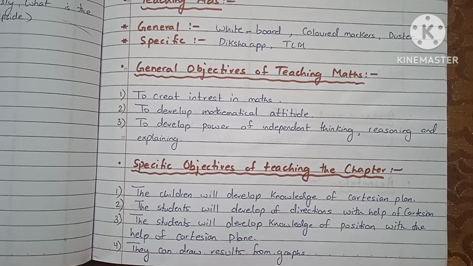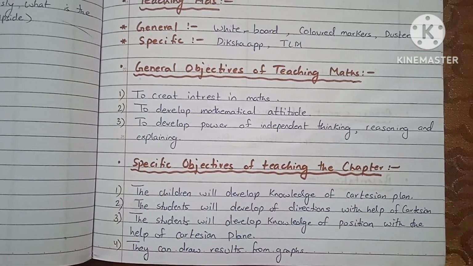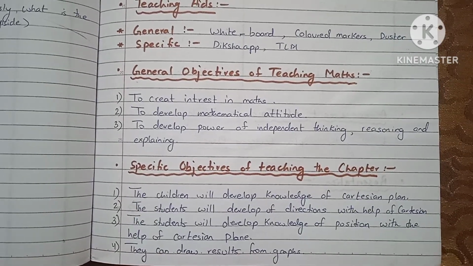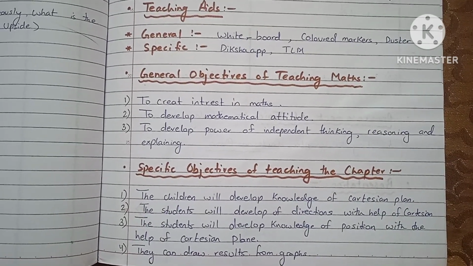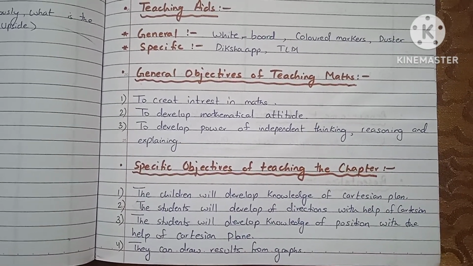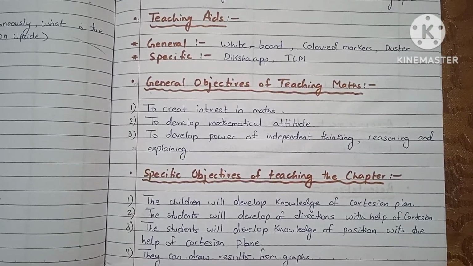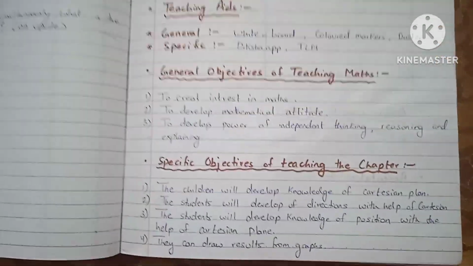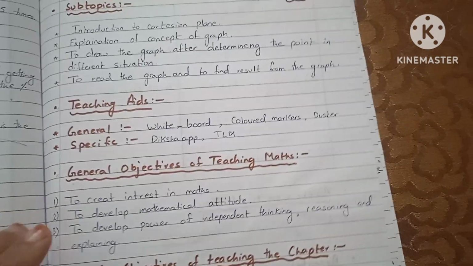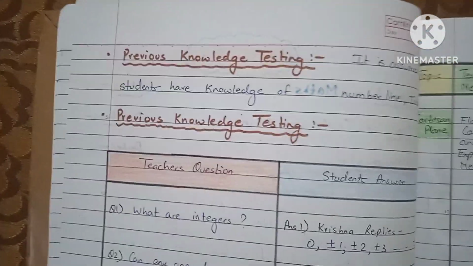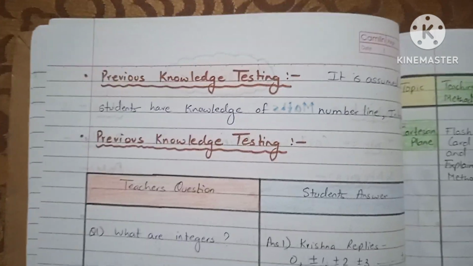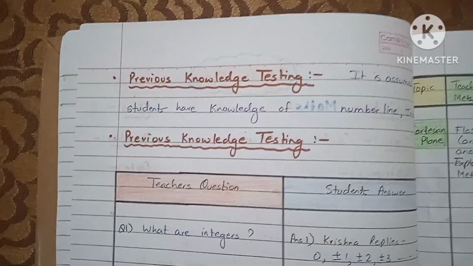They will develop the knowledge of direction with the help of Cartesian planes. The students will develop knowledge of position with the help of Cartesian planes. They can draw results from the graph. Now, for previous knowledge assumed, it is assumed that students have knowledge of number line.